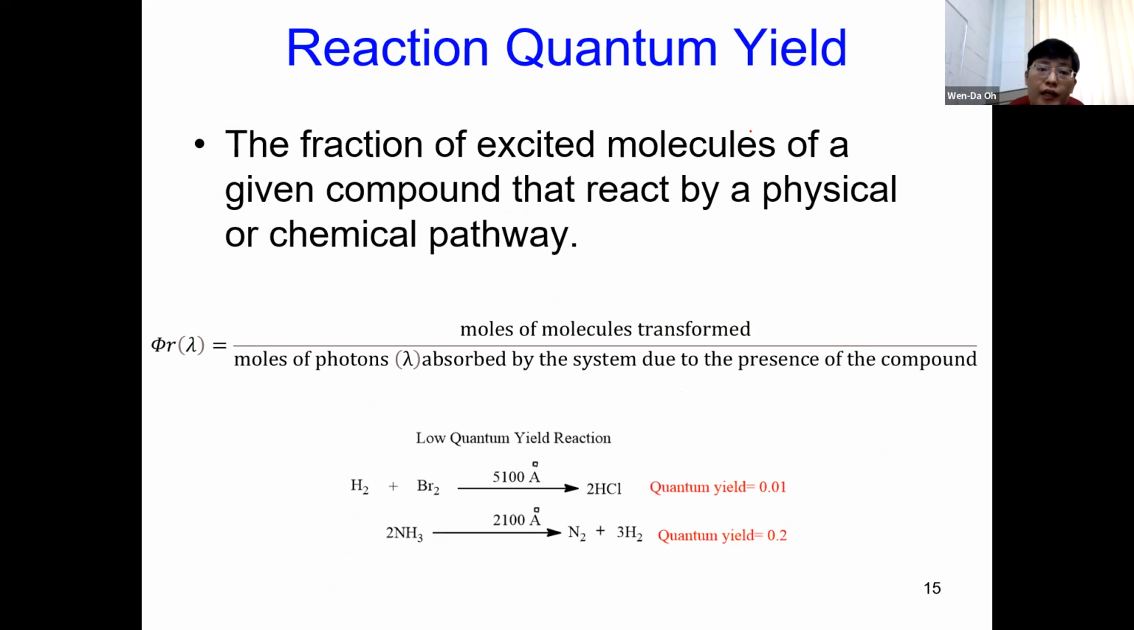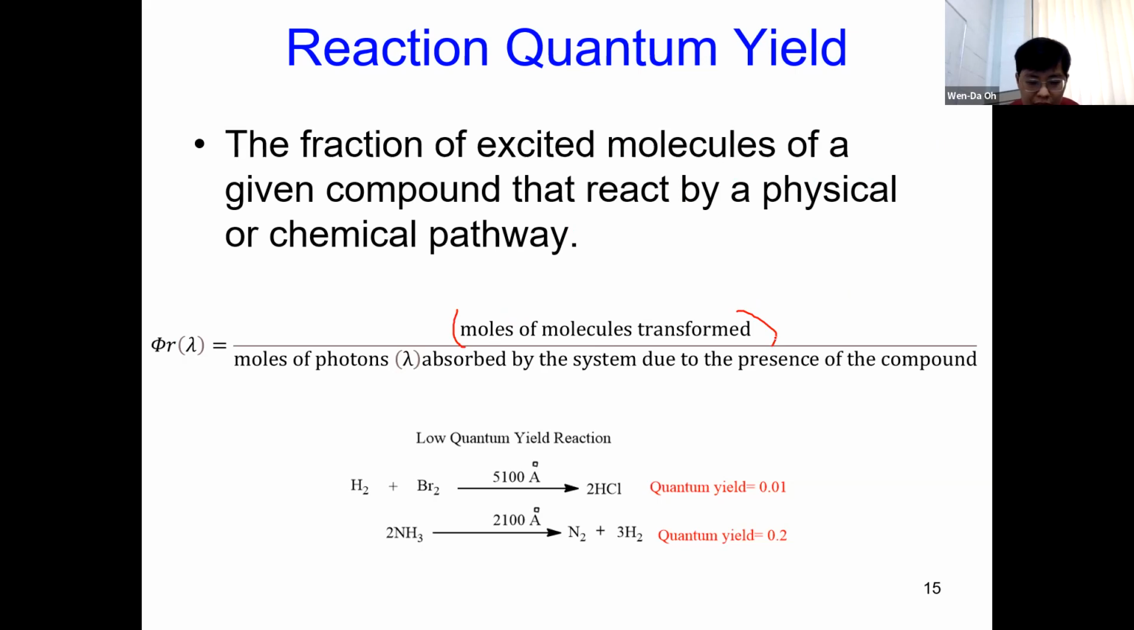it is not. It depends on something called the reaction quantum yield. This reaction quantum yield means that we calculate the ratio between the moles of molecules transformed divided by the moles of photons absorbed, which means we want to look at the efficiency of the reaction.